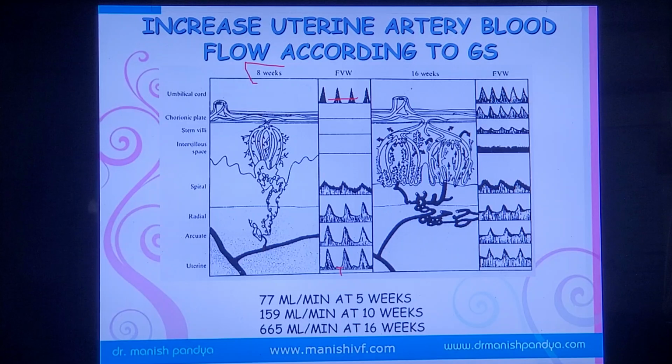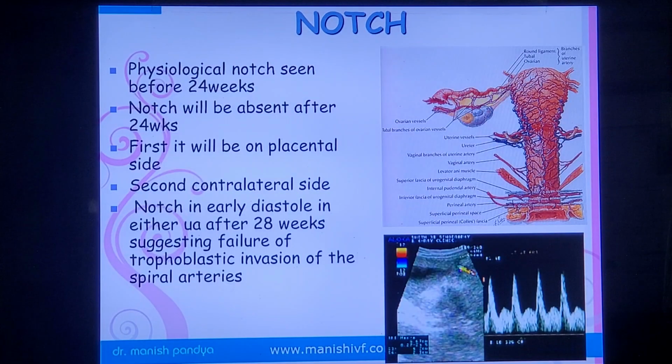This is the uterine artery, and this is 8 weeks. This is at the 16th week. At the 16th week there is a start of diastolic flow. At 16 weeks all vessels are dilated, and you can see the uterine artery has very good diastolic flow. In comparison, 77 ml per minute at 5 weeks of gestation, 159 ml per minute at 10 weeks, 665 ml per minute at 20 weeks, and at 32 weeks of gestation it reaches its peak, 1.5 liters per minute.